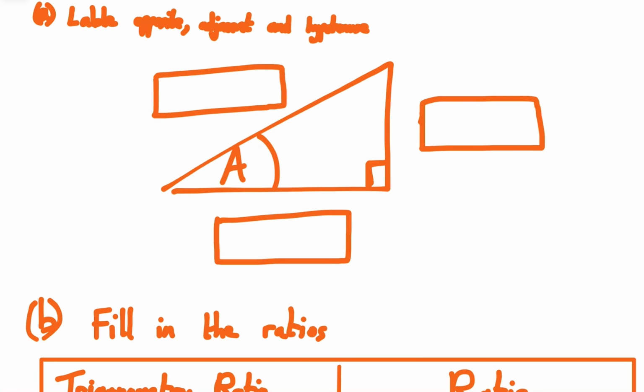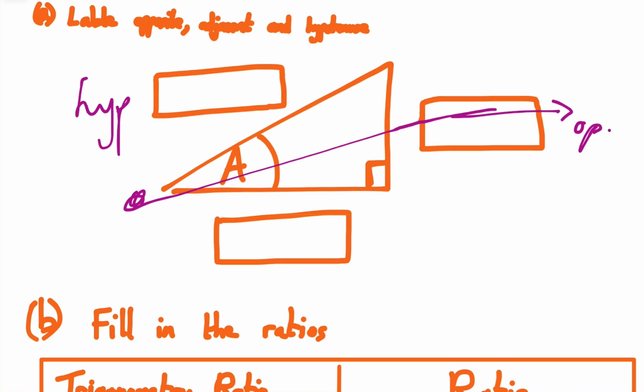It says label opposite, adjacent and hypotenuse in this triangle. Well, that's easy. The hypotenuse is always the longest. We're talking about the hypotenuse here. There's my opposite, so this one here is my opposite. And the one that's left, of course, is the adjacent, so we could label that adjacent.